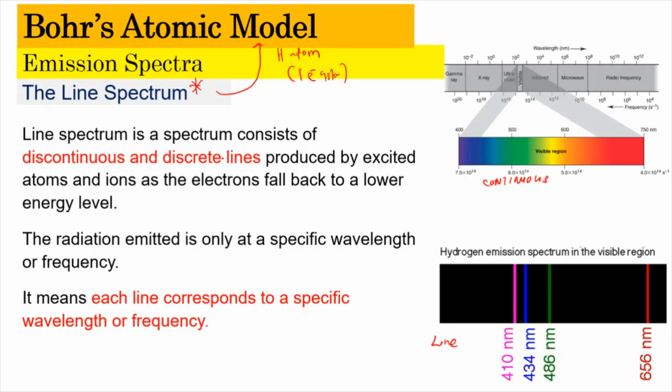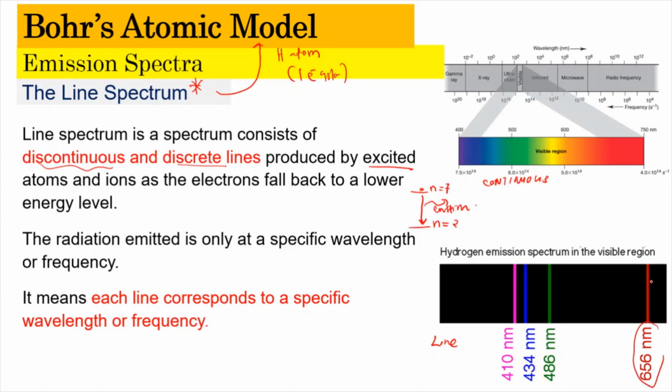The line spectrum here consists of continuous and discrete lines produced by the excited atoms and ions as the electron falls back from a higher energy level, for example n equal to 7, and falls down to n equal to 2. So we are talking about emission. The radiation, which is the photon that is being released, will have a specific wavelength or frequency, and it means that each line here represents a specific wavelength.